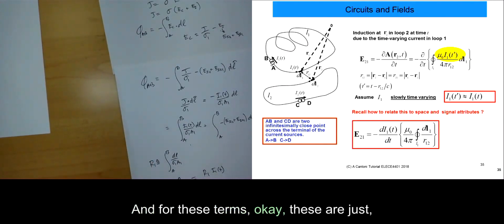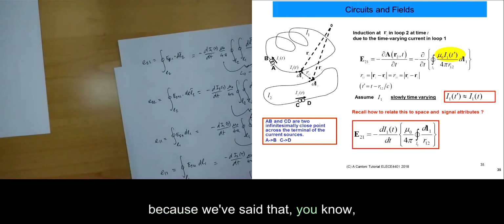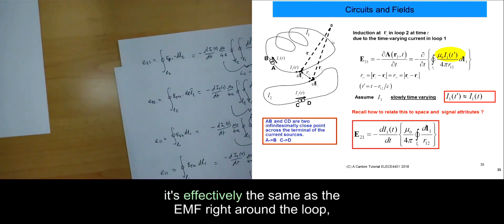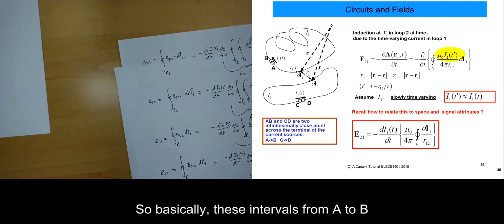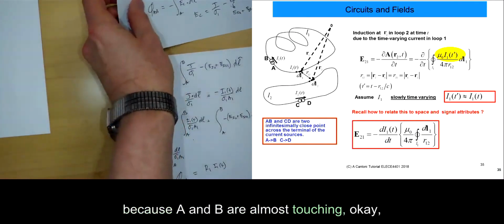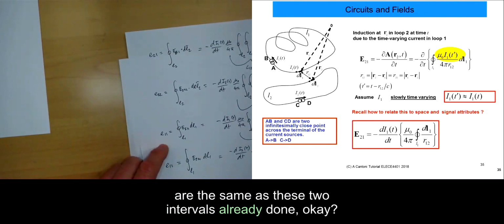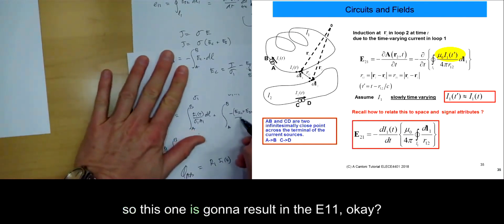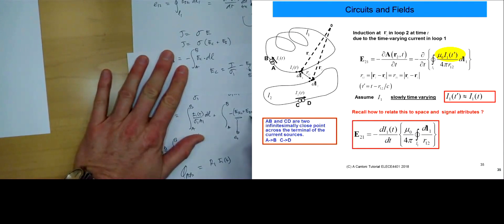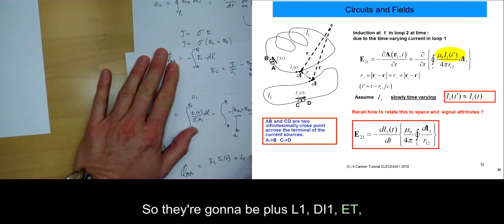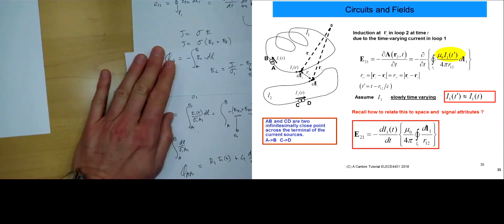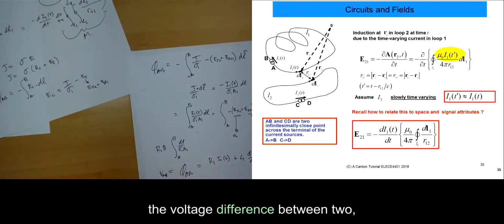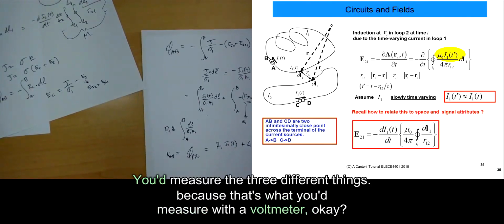And for these other terms, because A and B are infinitesimally close together, they're effectively the same as the EMF right around the loop. So these integrals from A to B are the same as the integrals we've already done. This one results in the EMF E11 and this one results in E12, so they give plus L1 di1/dt plus M, the mutual inductance, di2/dt. You might want to call this VAB, the voltage difference between the two points, because that's what you measure with a voltmeter.